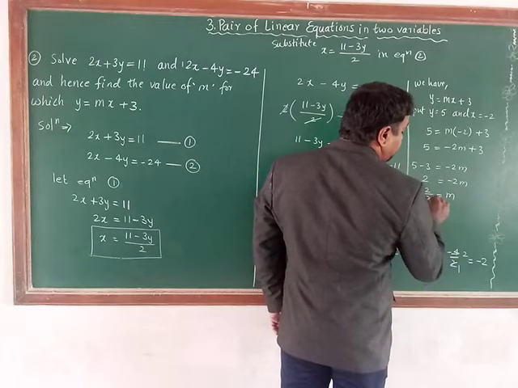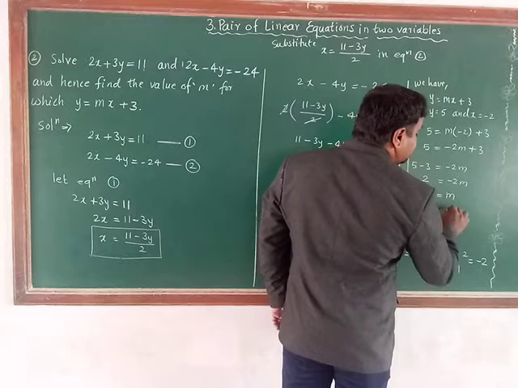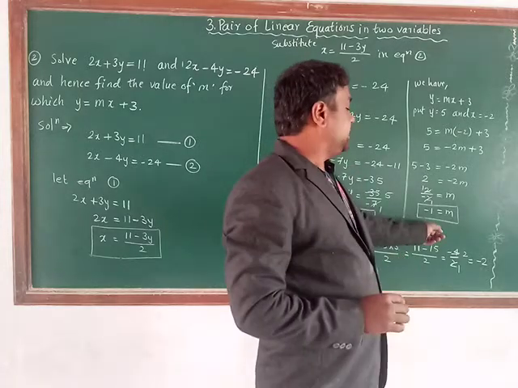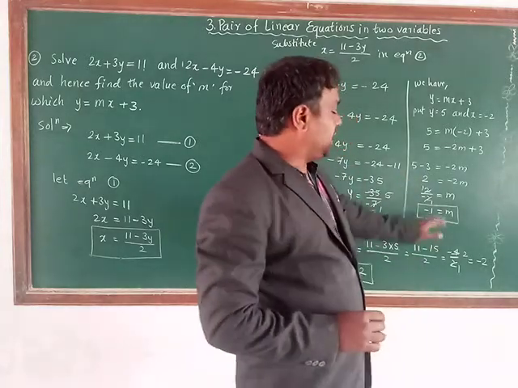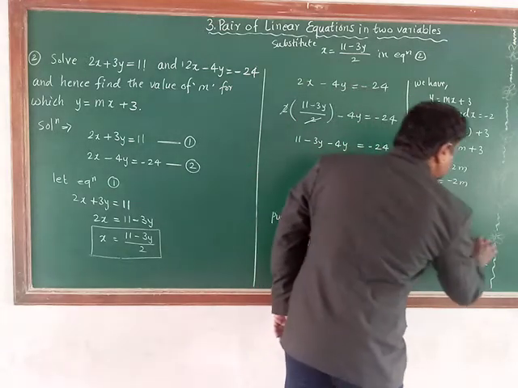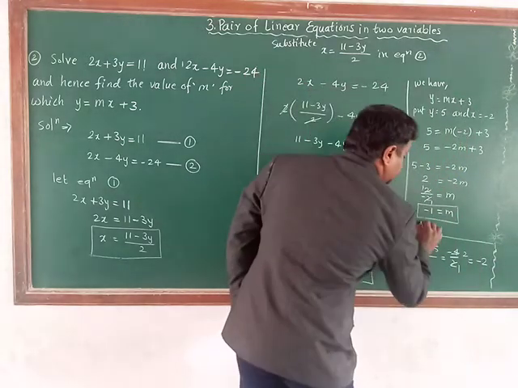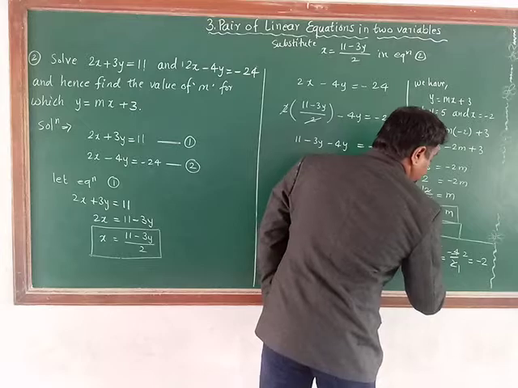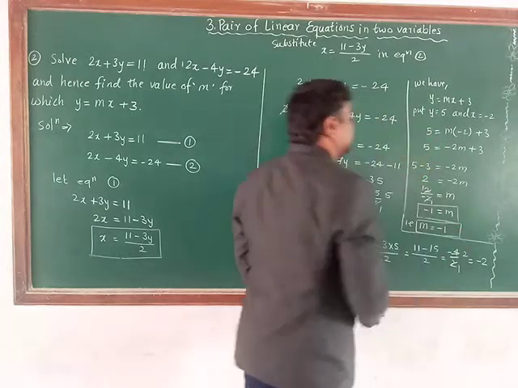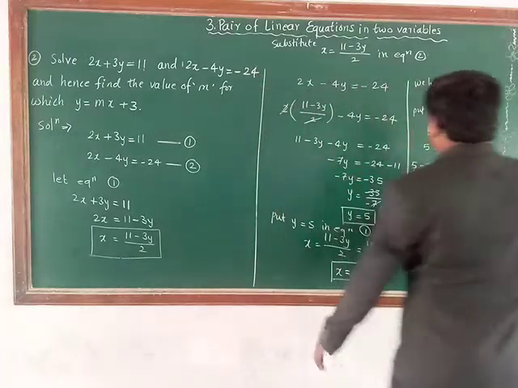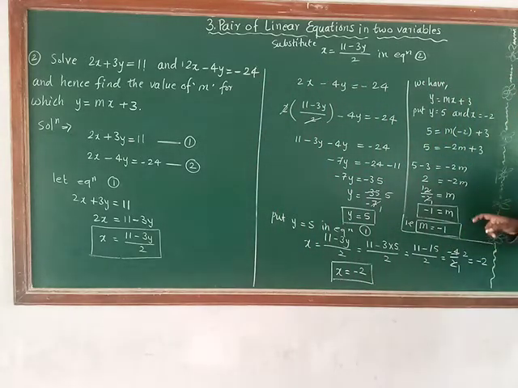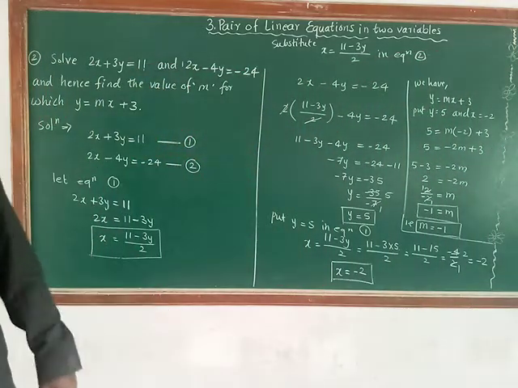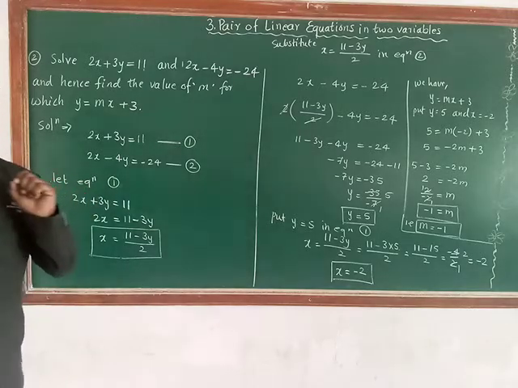So what we got here? 1 and 1. So minus 1 is equal to m. So we got a value of m is minus 1 over here. So what is our answer for the m? So m is equal to minus 1. So that is our answer, m is equal to minus 1. So here we solved our question number 2 from our exercise 3.3. So now let's start our question number 3.